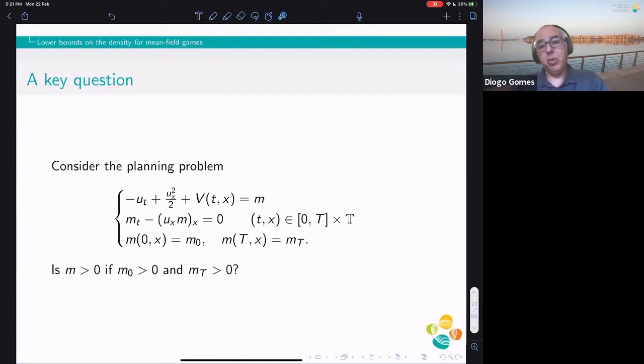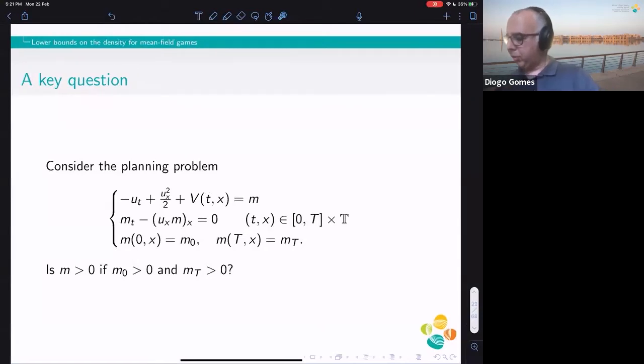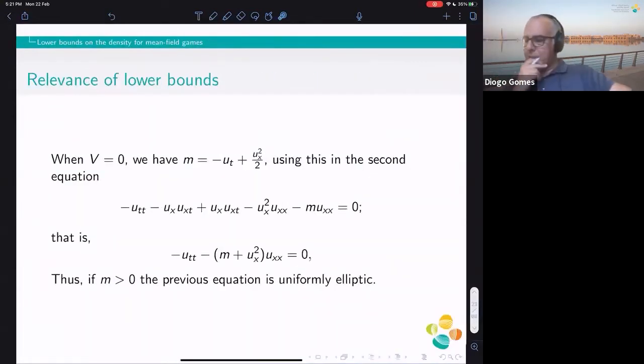And this is not obvious, right? Because you don't know what the terminal conditions for u are. So really, proving bounds at intermediate times for m when you know m0 and mT seems a bit of magic, because you don't know part of the boundary conditions. Let me explain why these bounds, or the lower bounds, are relevant in particular.